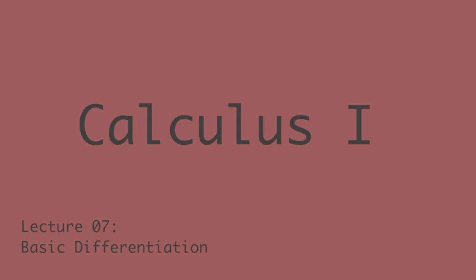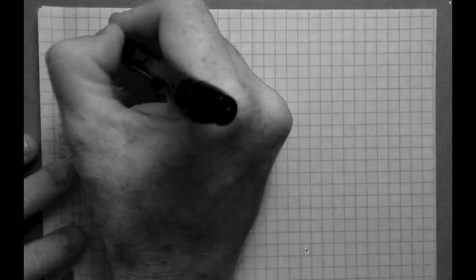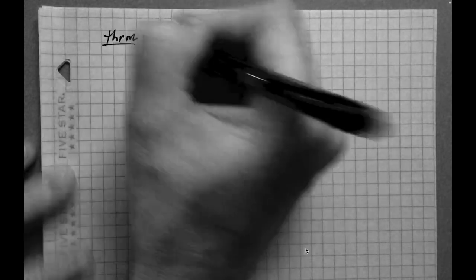Okay, welcome back to part 2 of lecture 7. So here we're going to continue with our basic differentiation rules. And let's talk next about the exponential function. So here's a theorem, and we'll prove this one, although I think it'll be kind of a slog for some of us, but let's take a look at it.